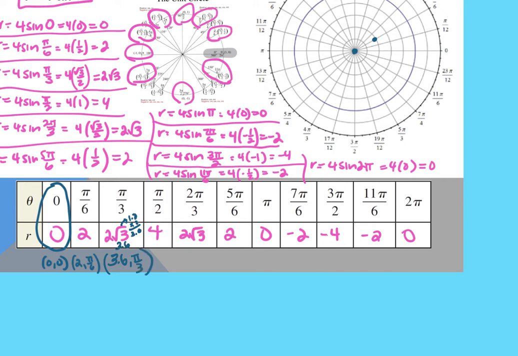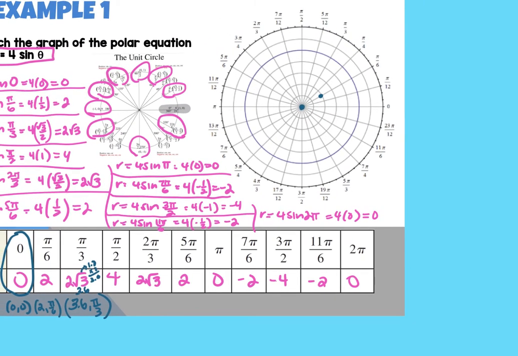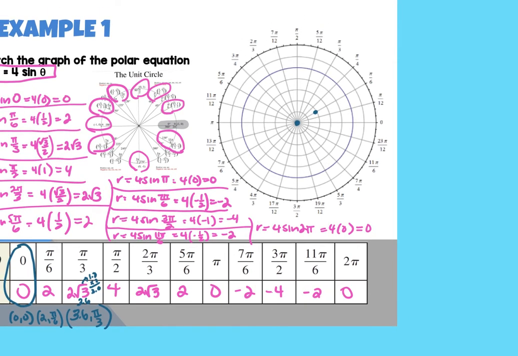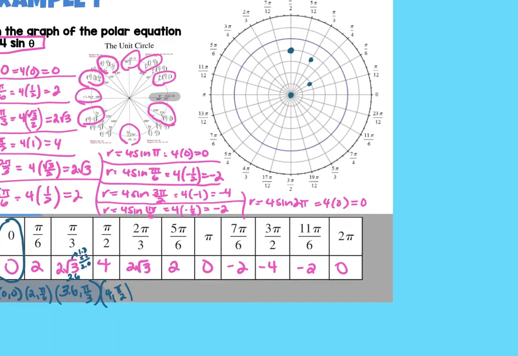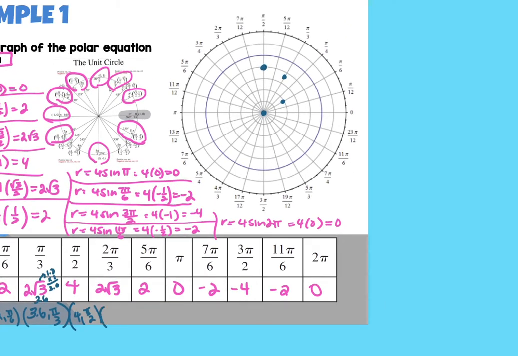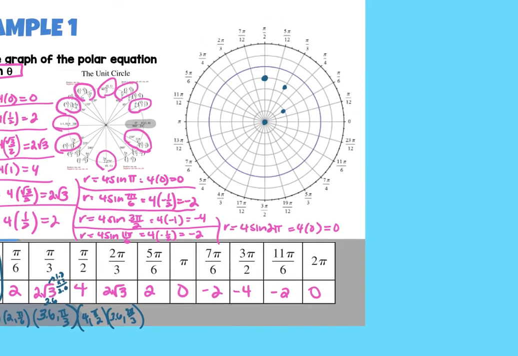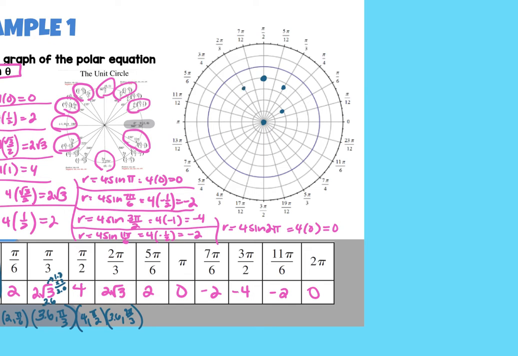Pi over 3. So at pi over 3, does it go... oh, it's r first. Yeah, it's r first. Pi over 3, and this is 3.6. And then I get 4 at pi over 2. So at pi over 2, I'm at 4. Then 2 root 3, again, that's 3.6 that we're approximating, at 2 pi over 3. So at 2 pi over 3, we're going 3.6.